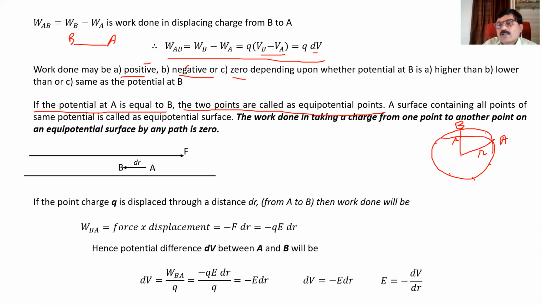And if you calculate the work done to take the charge from A to B by any path, either this path or this path, the work done will be zero, because these 2 points are equipotential points. Potential is the same, hence the potential difference will be zero, and hence the work done will be zero while taking the charge from point A to point B, which are lying on the same surface. So this is the concept of equipotential. One should remember. Now we will represent this potential and electric field by an equation.